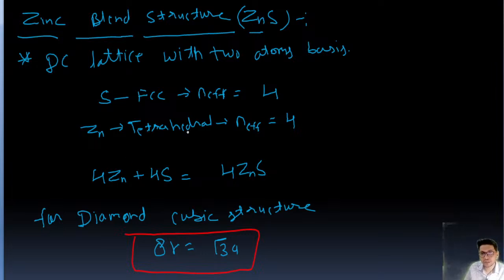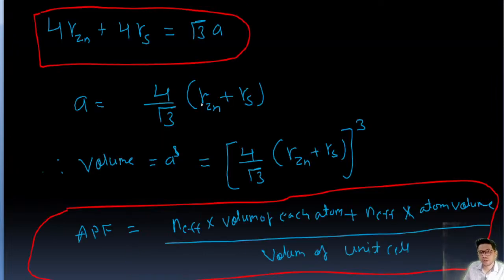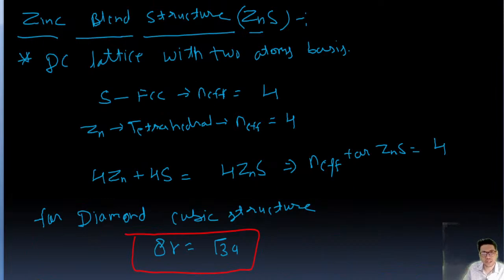N effective for Zn, this, right? So N effective for Zn is equal to 4, okay? Because N effective for S is 4, and N effective for Zn is 4. Very important, okay? So that is the N effective. You can write it, which is actually not required, but yes, this is the N effective size.